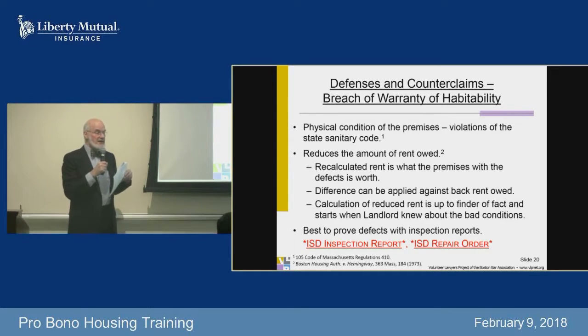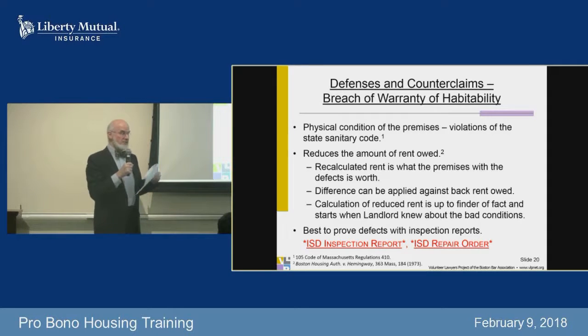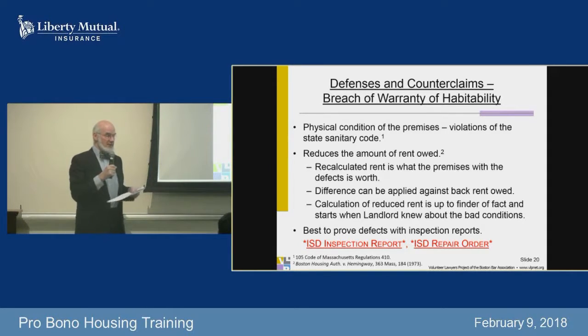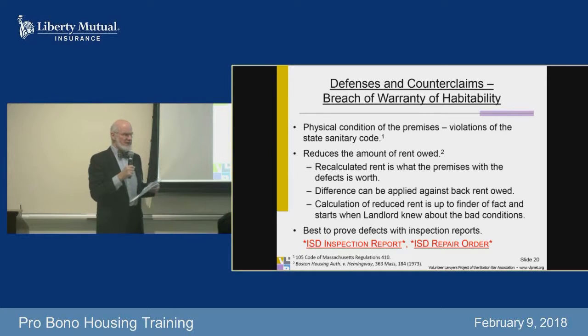One way to do that is on a percentage basis, to say, well, the leaks in the ceiling make it worth less 5% a month, and the bad windows make it 10% or less a month. And having no heat in the middle of winter makes it essentially worthless, 100% abatement. But there are no real formulas for these things. You have to sort of figure them out.